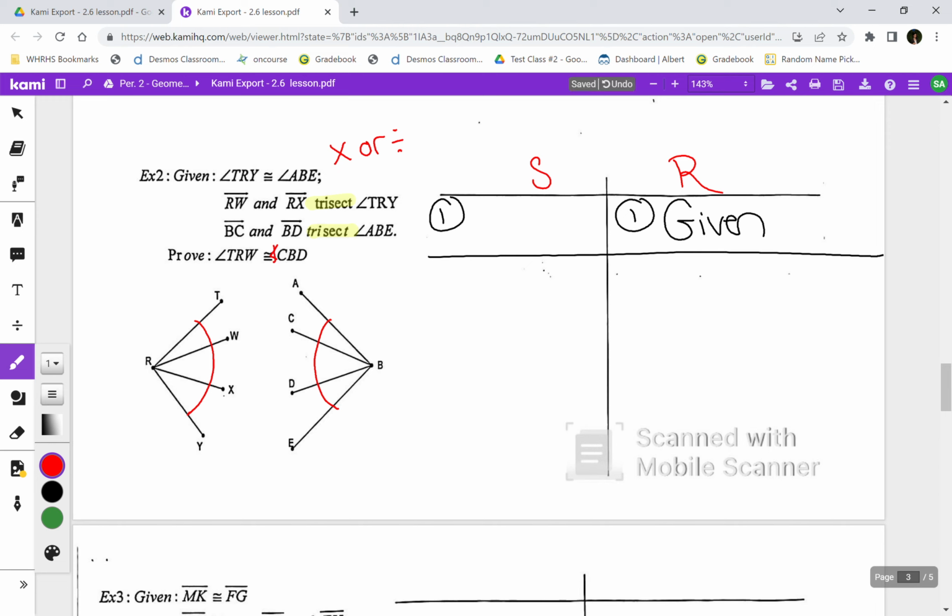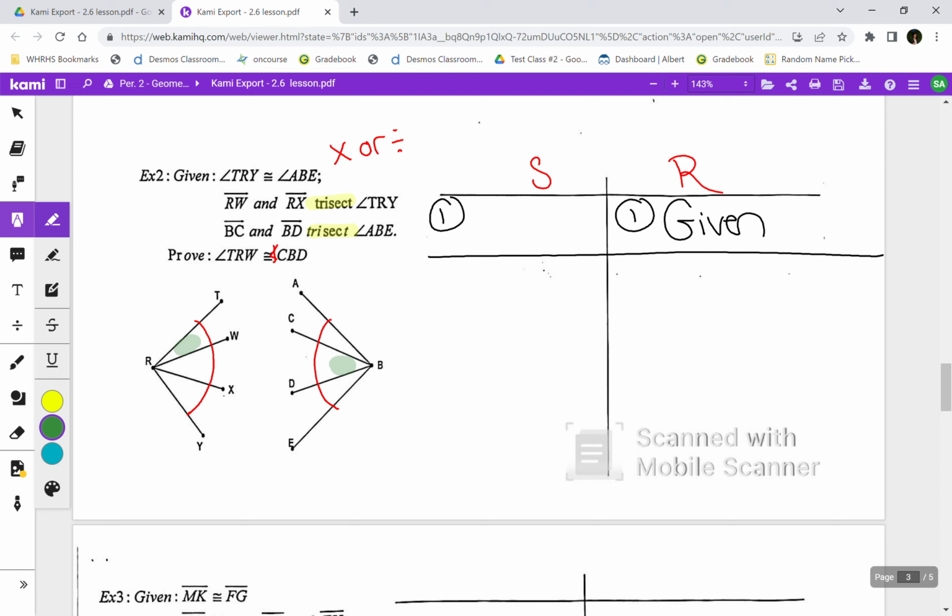All right, we want to prove that angle TRW, that's this angle right here, is congruent to angle CBD, which is this angle right here. Do they look like they're congruent? No. Does that matter? No, nothing is drawn to scale. Exactly. So now we know we're using multiplication or division.